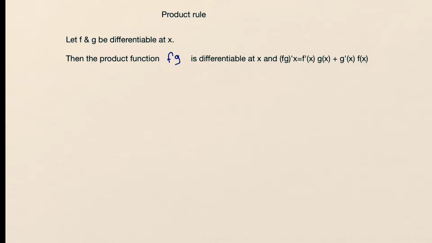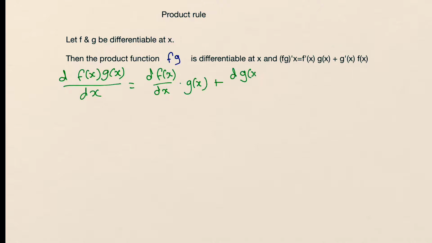So, to explain what that means, we'll put it into a different form. The derivative of the two functions, f(x) and g(x), with respect to x, is equal to the derivative of f(x) with respect to x times g(x), plus the derivative of g(x) with respect to x times f(x). And then this is the formula we can use to differentiate a product function.